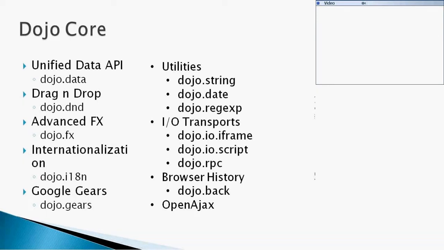So all this is there, and if you want to use them, you can use them. It's not there in the base part, but it's there in the core. Whenever you want to use any of this, simply say dojo.require, for example, dojo.io.iframe, and then you can use them.